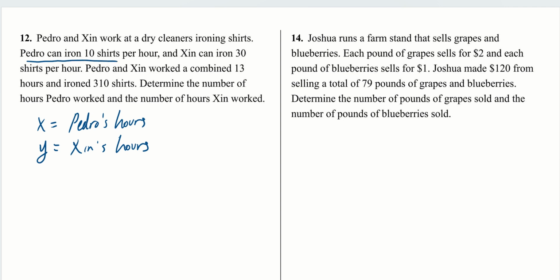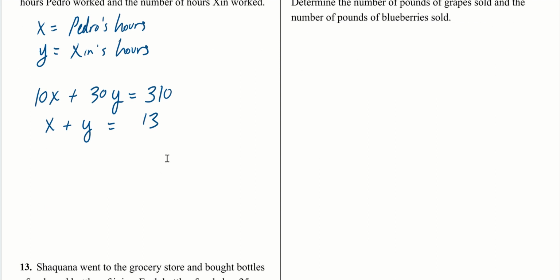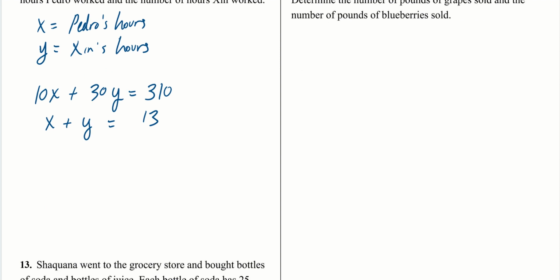And so Pedro can iron 10 shirts per hour, so 10x. And Shin can iron 30 per hour, so 30y. And they can do 310 shirts total, is equal to 310. They work a combined 13 hours, so that's easy enough. We just do x plus y is equal to 13. And now we just have to solve this system.